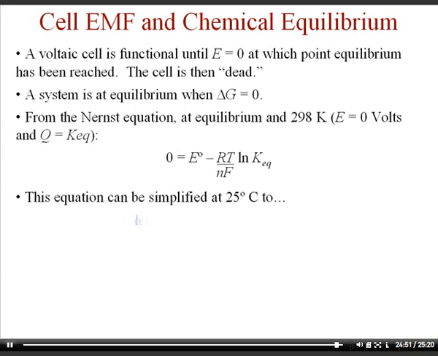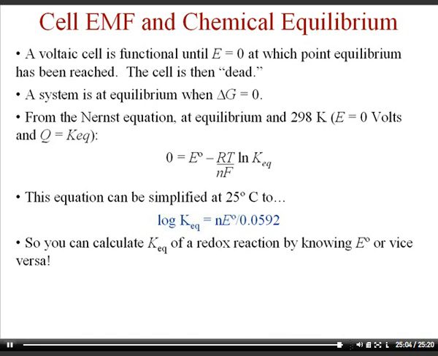So you can simplify this equation at 25 degrees Celsius and solve for the equilibrium constant, and you get this formula. So if you know the E naught of a cell, you can actually calculate the equilibrium constant when the battery is dead. So if you know E, you can calculate K, or if you know K, you can calculate E.